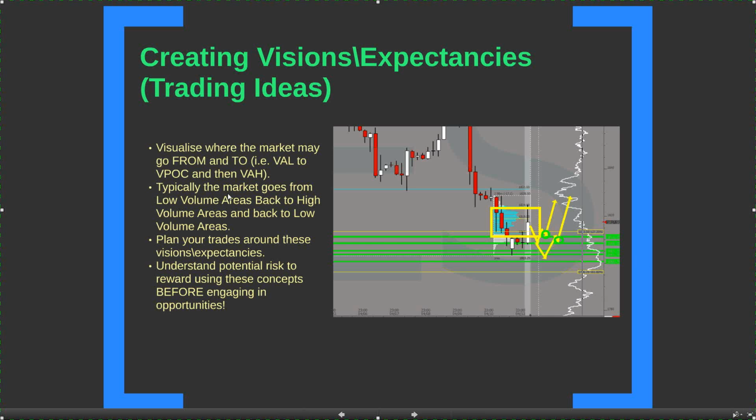The market does go from low volume areas back into high volume areas, and back to low volume areas. That's the idea. So, if you look at this, the green circle highlights where I might want to trade. The yellow lines highlight where the market may go from and to.